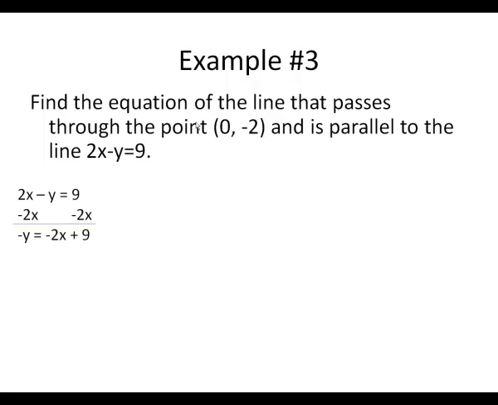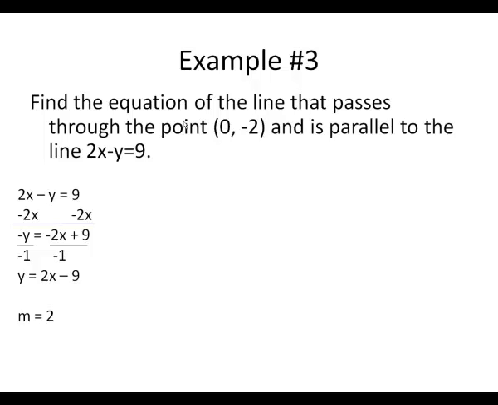-y equals -2x plus 9. And then we need to divide both sides by -1 so that we have y all by itself there on the left. And when we do that, we get y equals 2x minus 9. That is the exact same line, except it is now in slope-intercept form, and we can easily identify the slope as being 2. So we're going to be using an m value, a slope value of 2. Because our line is parallel, we use the same slope.